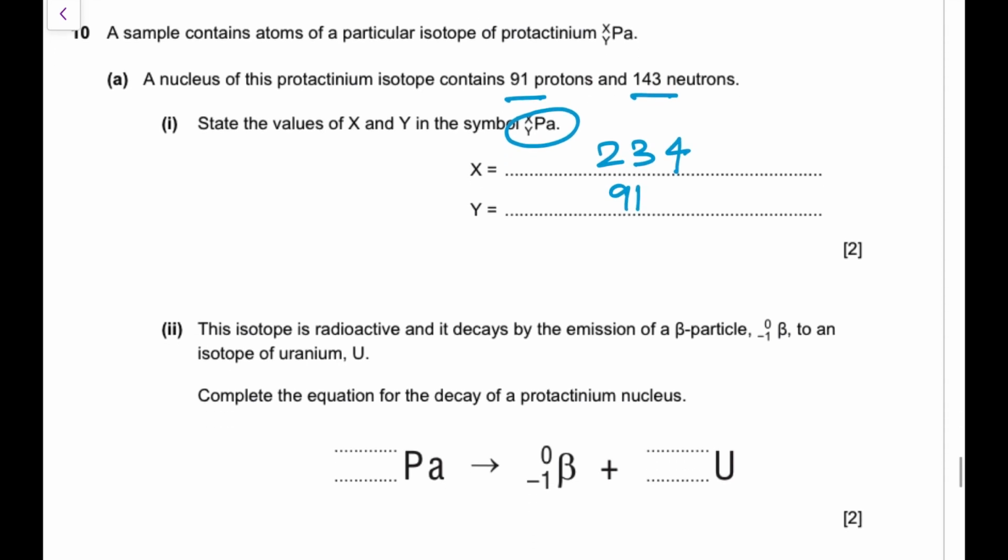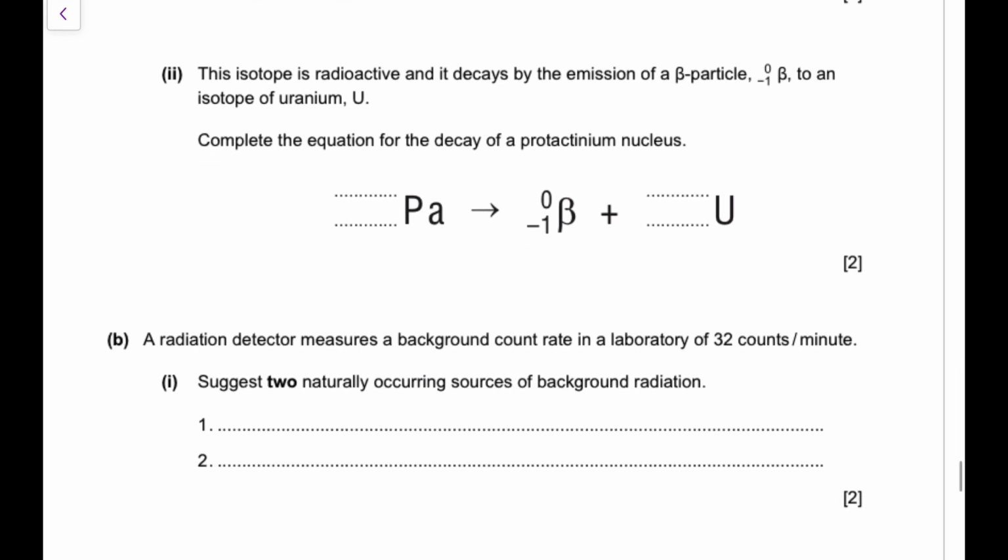2. This isotope is radioactive and it decays by the emission of a beta particle to an isotope of uranium. Complete the equation for the decay of a protactinium nucleus. So you start by writing out the mass number and proton number of the starting element, which is 234 and 91. As a result of beta minus decay, the nucleon number remains the same. However, the number of protons increases by 1. And so in this equation, the charge and nucleon number is conserved. When you add 92 to -1, you get the same number as you have on the left hand side.